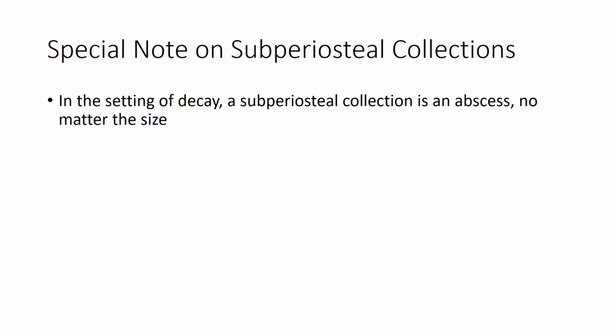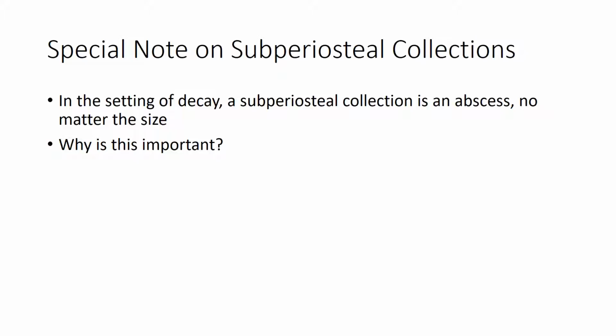So in the setting of decay, a subperiosteal fluid collection is an abscess, no matter the size. Unlike elsewhere in the body, do not say no drainable fluid collection is present, even if the collection is really small. Why is this important?